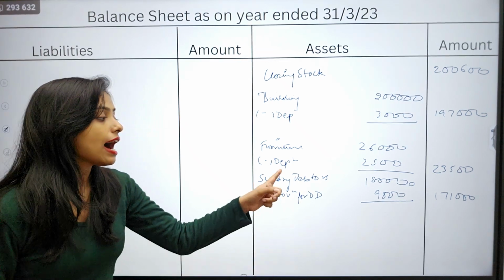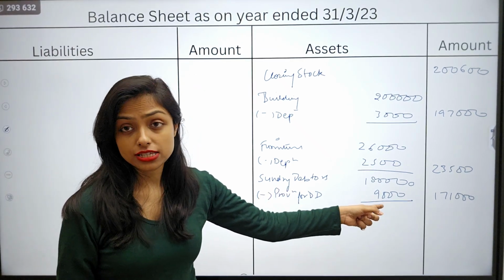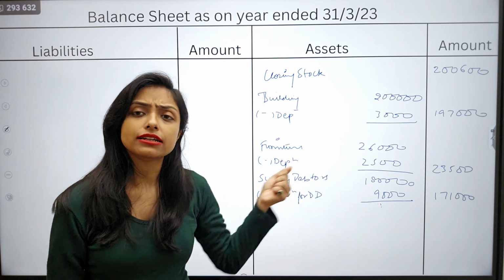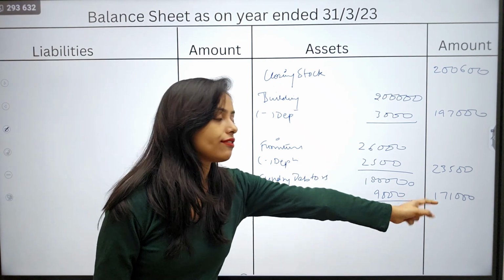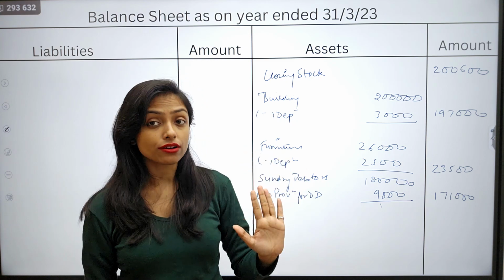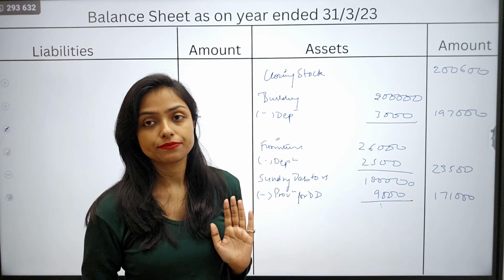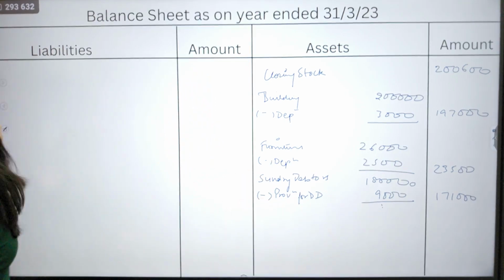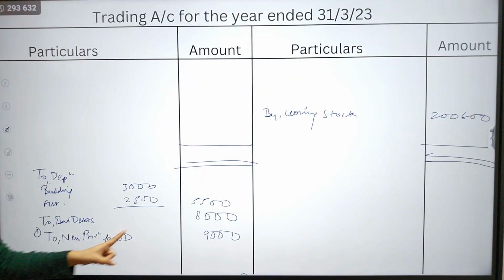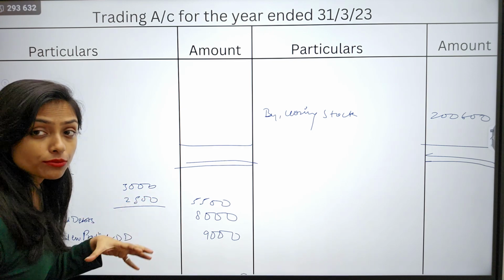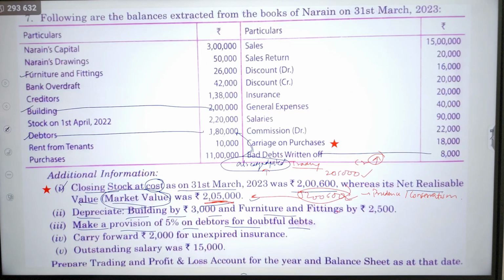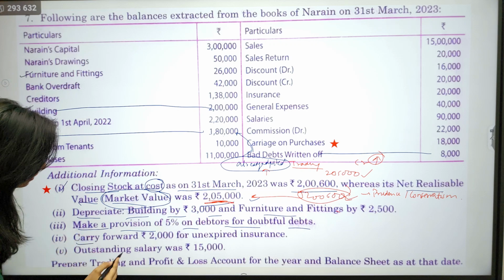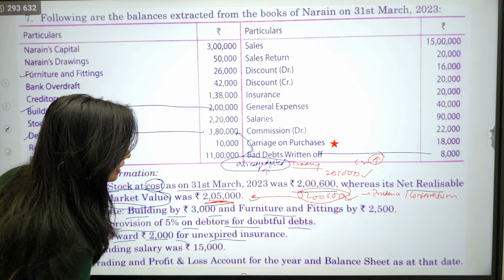Look, I am not sure whether I am going to receive this 9,000 rupees or not. Hence, I am creating a provision for it. This is the final amount that you can be sure I will get from my debtors. This is something I'm not sure about, so let's create a provision for that. We have set it aside from the profits of this year. Clear? Fine. Next point, carry forward 2,000 for unexpired insurance.